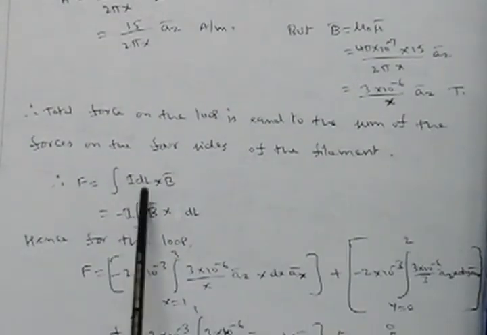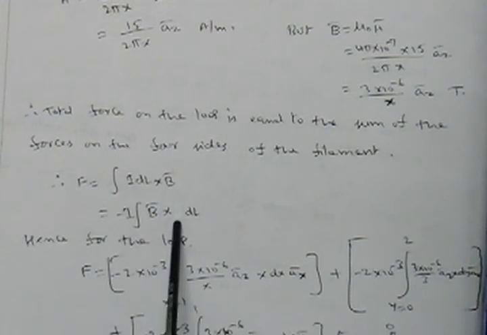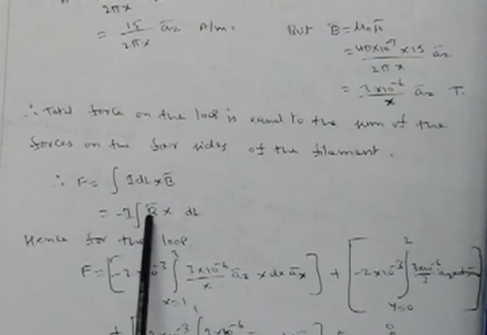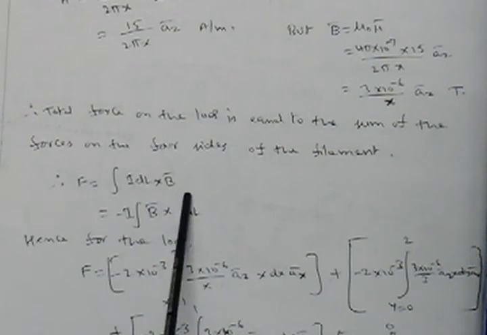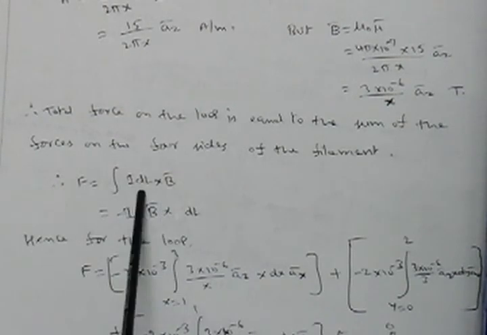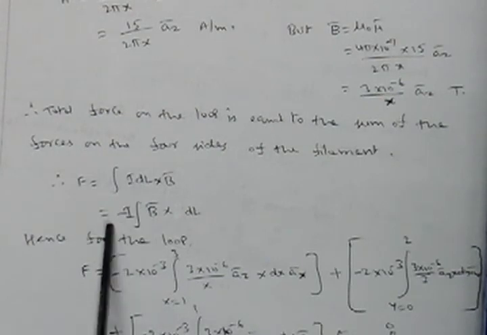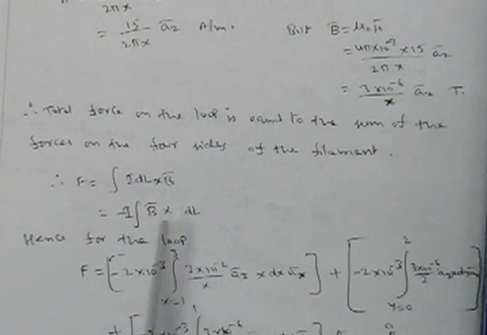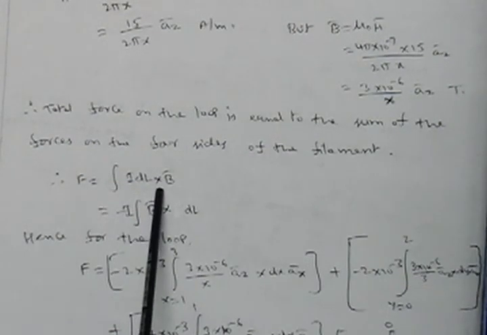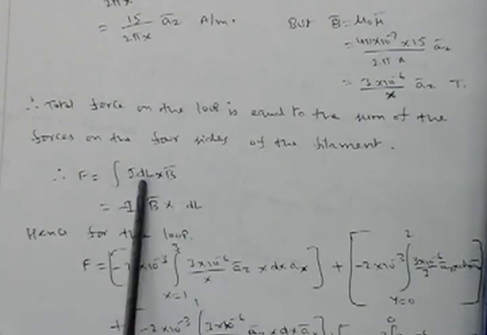We know the force F is equal to the line integral of I dl cross B bar. I is the same, so take it out as common, giving B bar cross dl. If you interchange these two as per the cross product, the sign will change, so instead of plus, minus will come. That is, minus I integration B bar cross dl. Otherwise you can write dl cross B bar, with the same answer. If you write it like this, it is plus; if you change these two positions, then it is a minus.